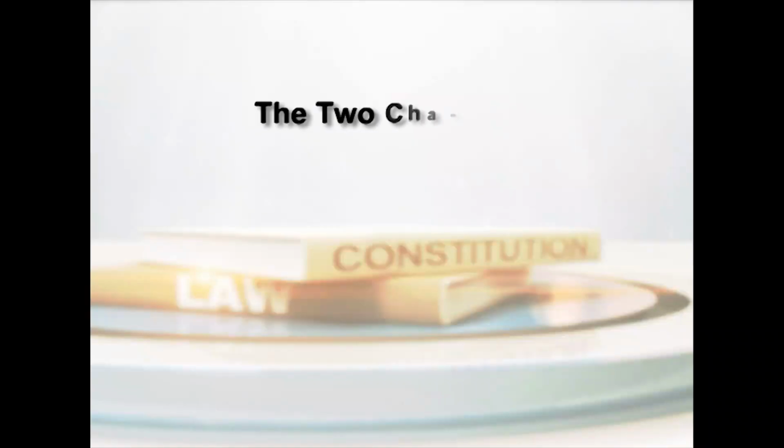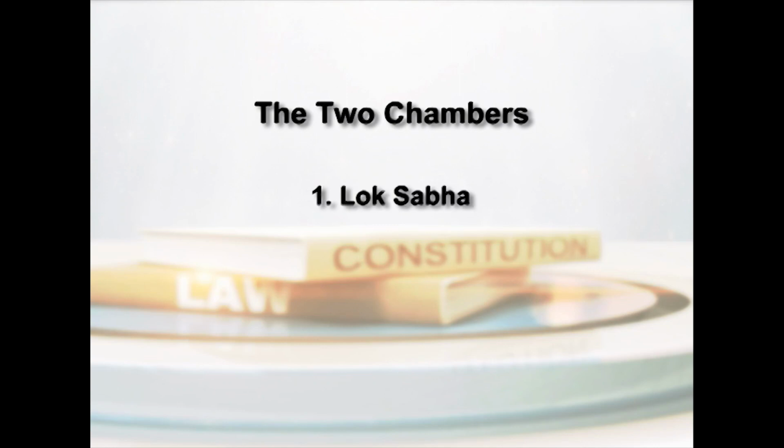The Indian Parliament is basically based on the principle of bicameralism, which means that there are two houses or two chambers in the Parliament. These two chambers are the Lok Sabha and the Rajya Sabha. The lower house or the House of the People is popularly known as the Lok Sabha, while the upper house or the Council of States is well known as the Rajya Sabha.